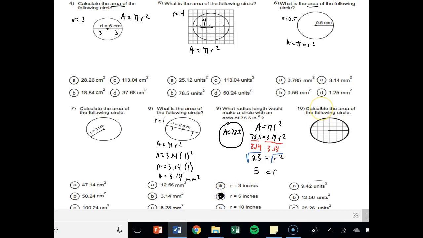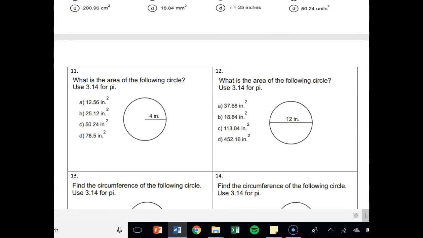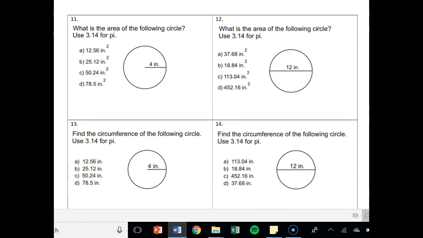Number 10 looks a lot like number 5, except they tell you where the middle is this time, unlike us having to count across. So if you count 1, 2, 3 squares, that represents your radius there, and then you can solve the rest, right? If you go to the back side, number 11, very straightforward, just make sure you show your work. Number 12, very straightforward, except again they're giving you diameter, so you're going to want to recognize that if this is 12, that means my radius is actually 6, and the radius is what I want when I'm looking at area, right?